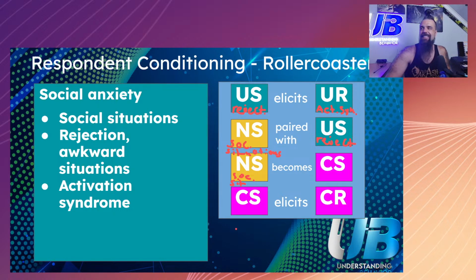All right, cool beans. Let's go ahead and fill the rest of this one out. So now that our social situations become a CS, our social situations now elicit that activation syndrome. This is how social anxiety can develop. Whenever we engage in social situations, if we always get rejected, the social situations themselves will elicit that activation syndrome. And it might just cause you to flee or avoid those situations. So that's how social anxiety can develop. It's just a respondent behavior, or reflexive behavior, that occurs.